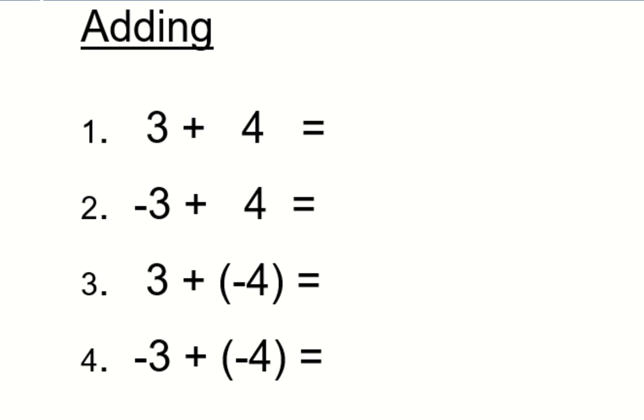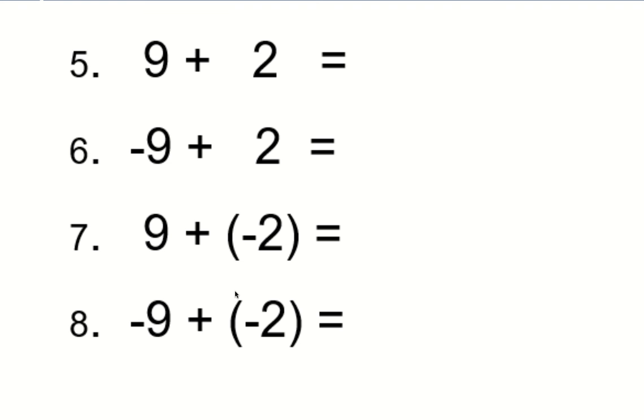Hopefully that helps. Other than that, just a quick review of a few things. If you are adding a negative, that's the same as subtracting. Like this might as well say 3 minus 4, just like this might as well say -3 minus 4. So this answer would be -1, and this answer would be -7. Again, adding a negative is just subtracting. So this might as well say 9 minus 2, which is 7. And this might as well say -9 minus 2, which is -11.